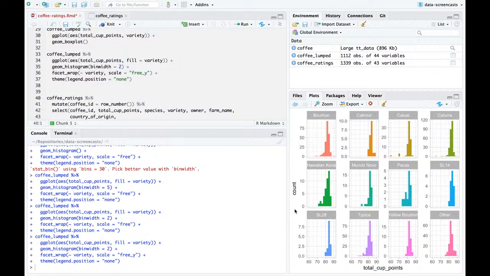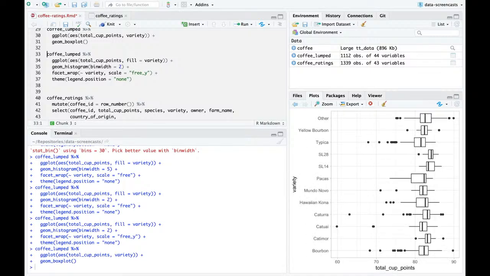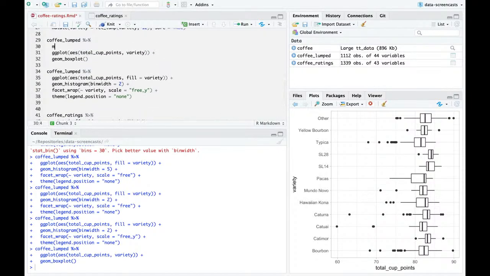Yeah, so one thing this kind of indicates is that they're not that far from normal. I just want to take a quick look at that before we. You don't really want to look at a box plot if your data is very far from normal, but if it is, then it kind of makes it comparable. And I can say variety is fct_reorder variety based on total cup points.